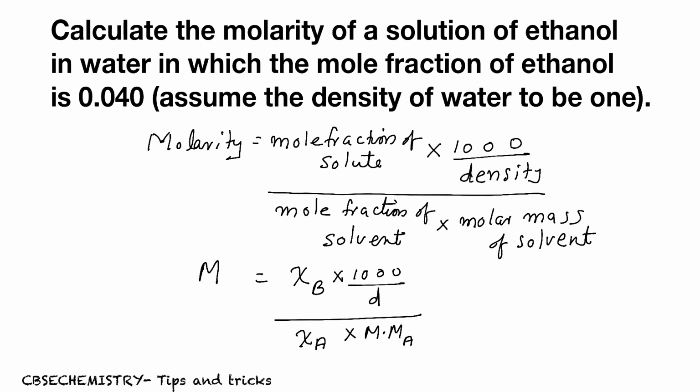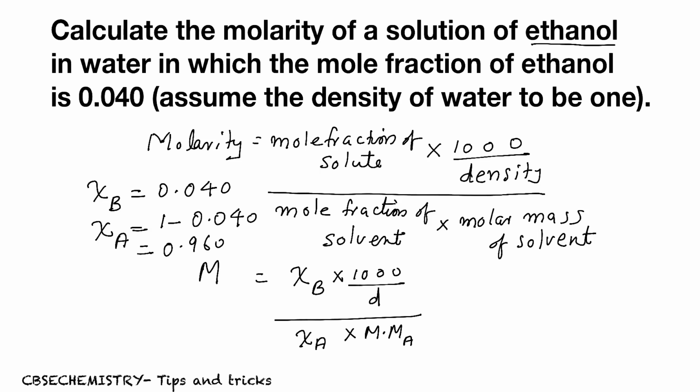Correct? Here, what is the mole fraction of solute, that is ethanol? It's given, 0.040. Now what is the mole fraction of solvent, that is water? It is 1 minus chi b. What is chi b? 0.040, and that is equal to what? 0.960. See, you must know chi a plus chi b is equal to 1.